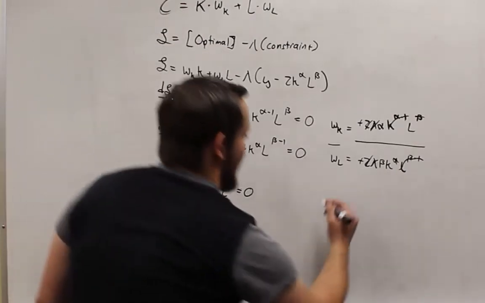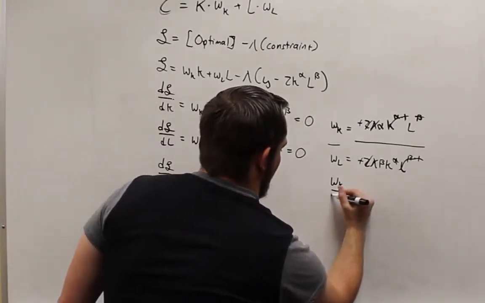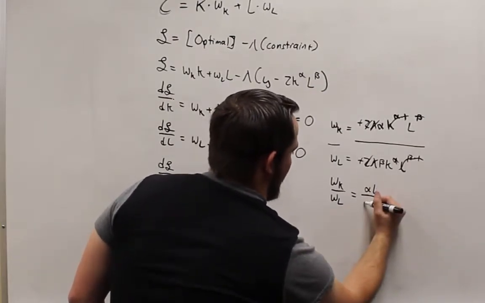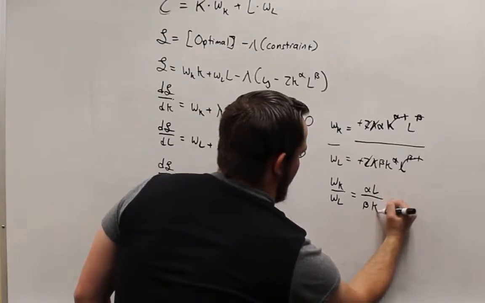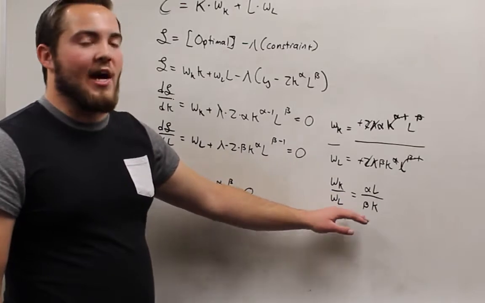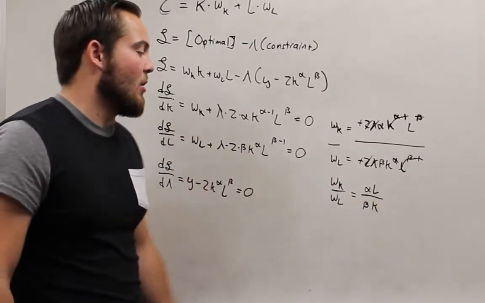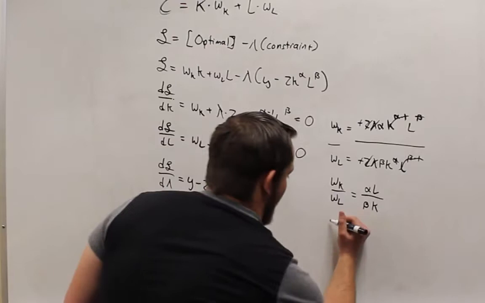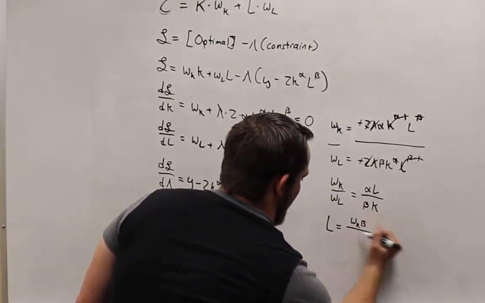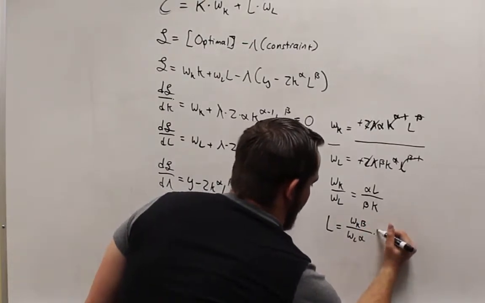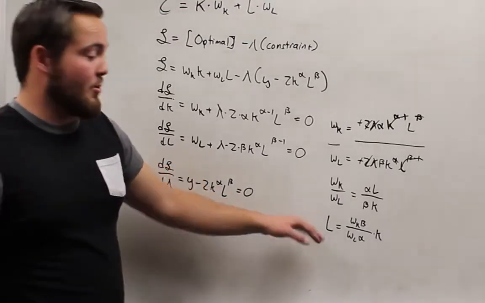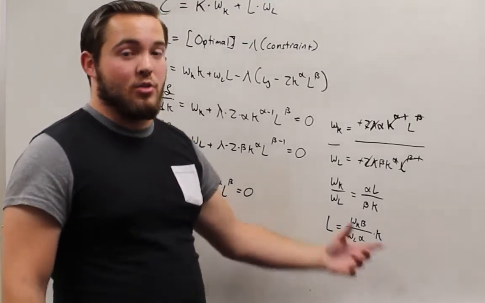What I end up with is WK over WL is going to equal A times L, B times K. Now what I want to do is isolate one of these. In this case, I'm just going to isolate L. So I get L is equal to WK beta over WL alpha, all times K. Now, this is not our L star, because remember we can't have our L star in terms of K. So we're not quite there.